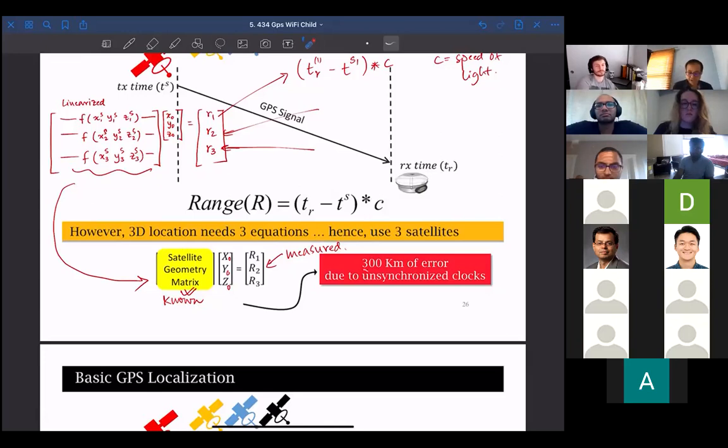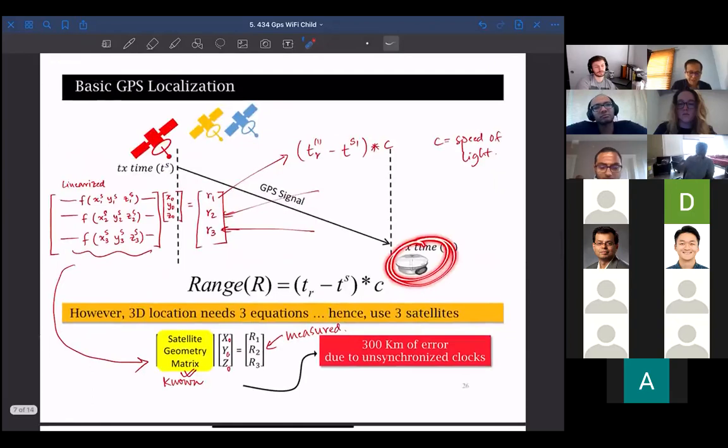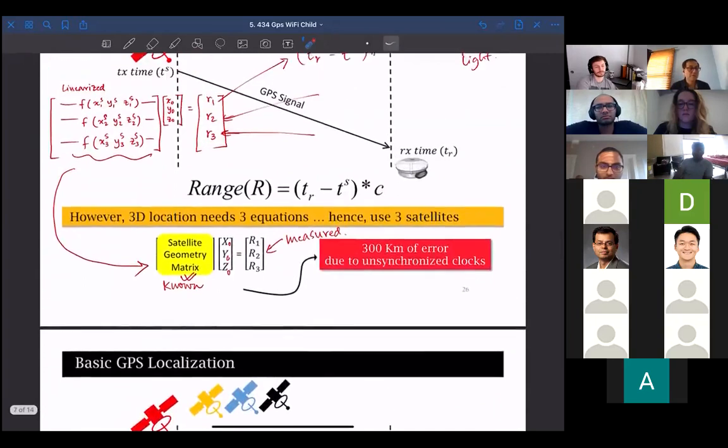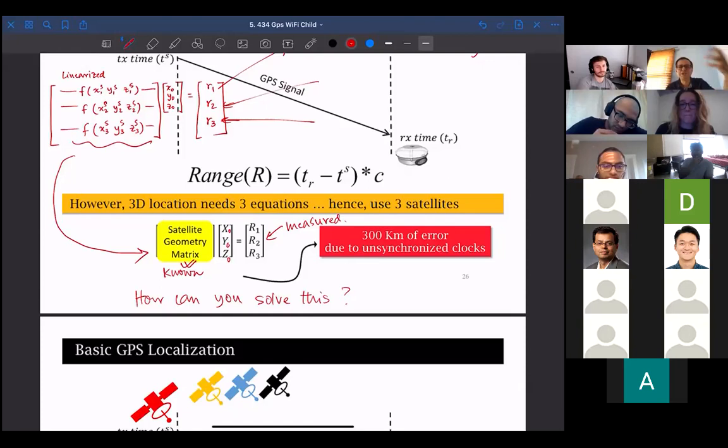Okay, good. So 300 kilometers of error because of unsynchronized clock, simply because the clock at this GPS receiver and the satellite clock are not synchronized. What can you do, guys? How can you solve this? I want you to put on your linear algebra hat and unknowns hat and try to solve this problem. You have a clock synchronization error with a satellite. How can you solve this?